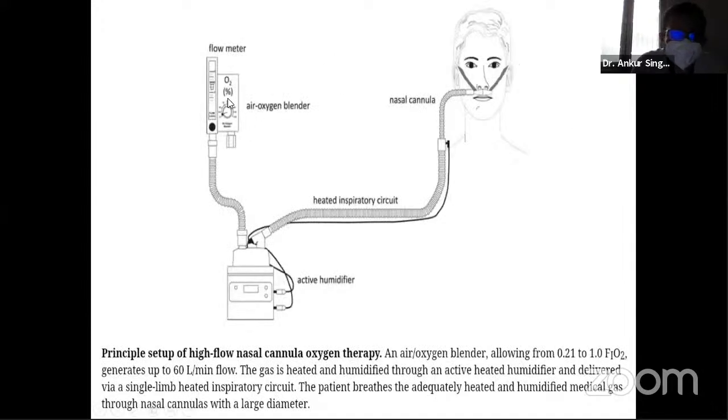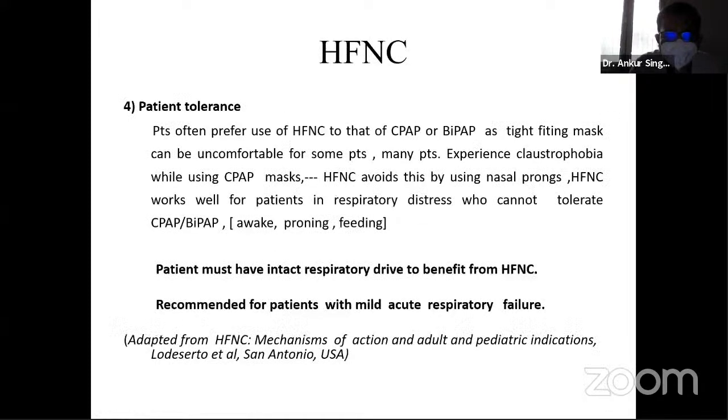So this is a simple figure in which this is a flow meter, air oxygen blender. From here we can increase FiO2. From the flow meter the oxygen is entering and getting heated and humidified, and again through the heated circuit, from this inspiratory circuit to the nasal cannula, it is delivered to the patient. So this is a simple figure of high flow nasal cannula.